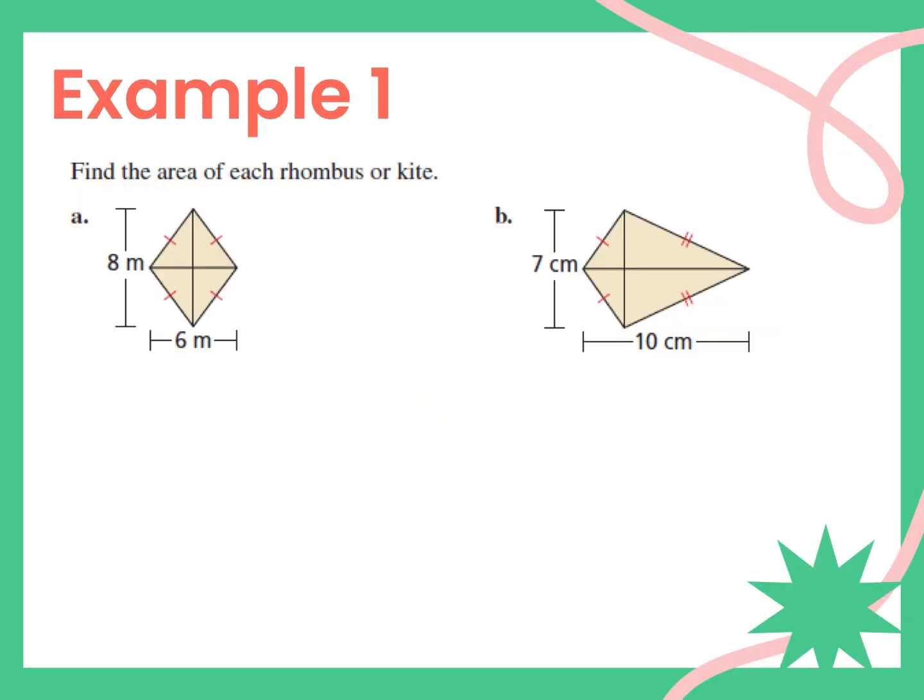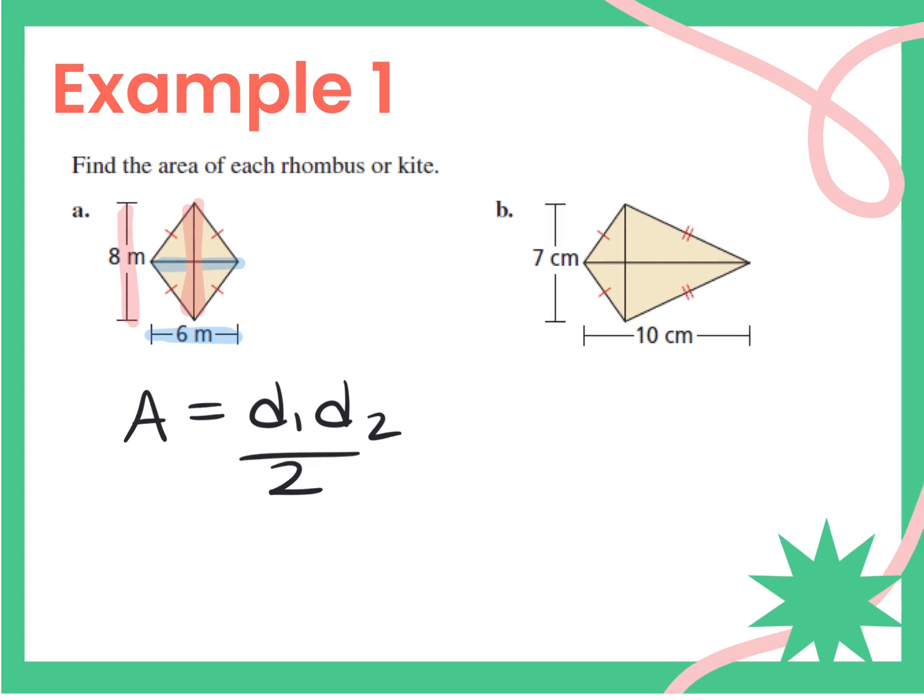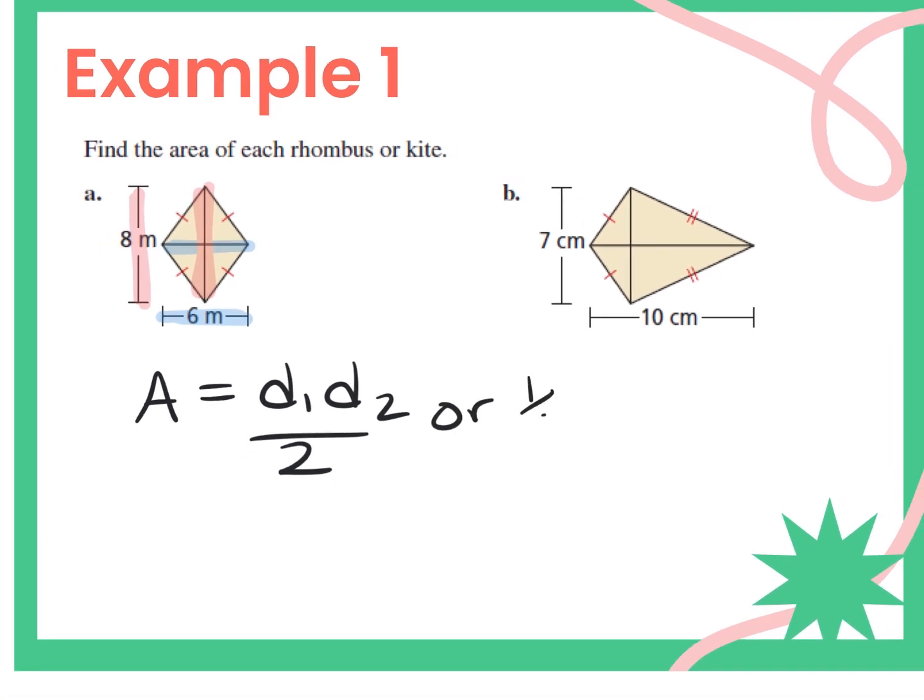The next slide has two examples. So notice that they're giving us the lengths of the diagonals outside. So this diagonal right here is 6 meters long. This one is 8 meters long. So in order to find the area of that rhombus, and I can tell it's a rhombus because it has 4 congruent sides, I'm just going to do diagonal 1 times diagonal 2 and either divide it by 2 or multiply it by 1/2. So either one.